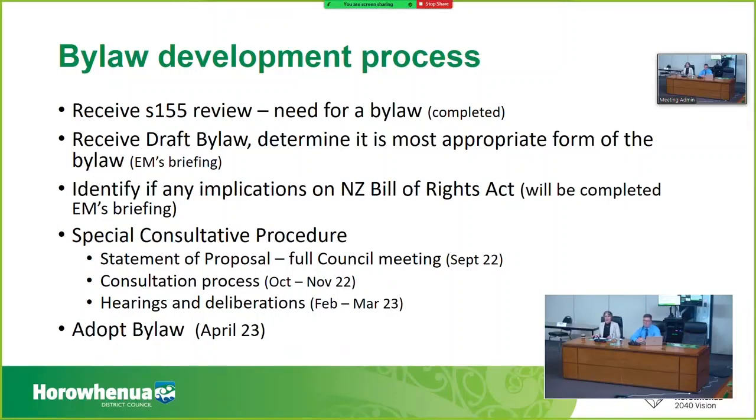And the next step is the special consultative procedure, so the statement of proposal, and that's a full council meeting. So that's the 14th of September. And after the 14th of September, that consultation will hopefully start, well, will take place sometime in October, November this year. And then hearings and deliberations hopefully will happen sometime in February, March. And the final process is to adopt the bylaw, hopefully in April 2023.